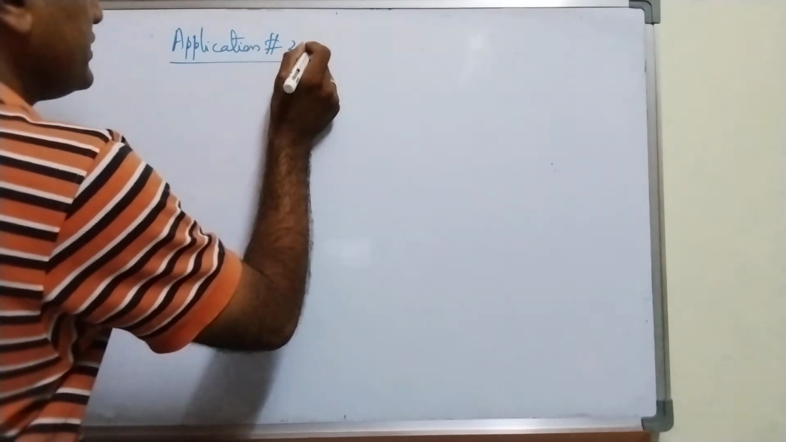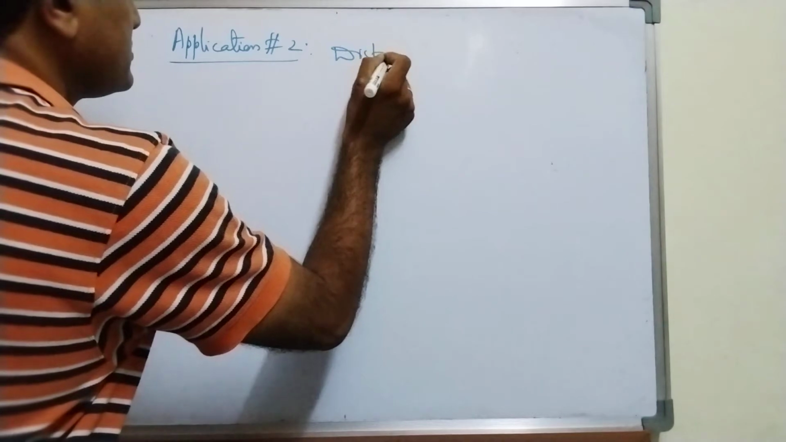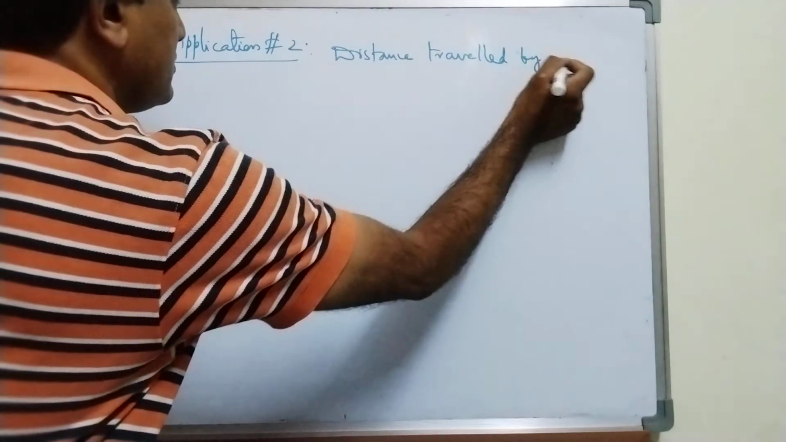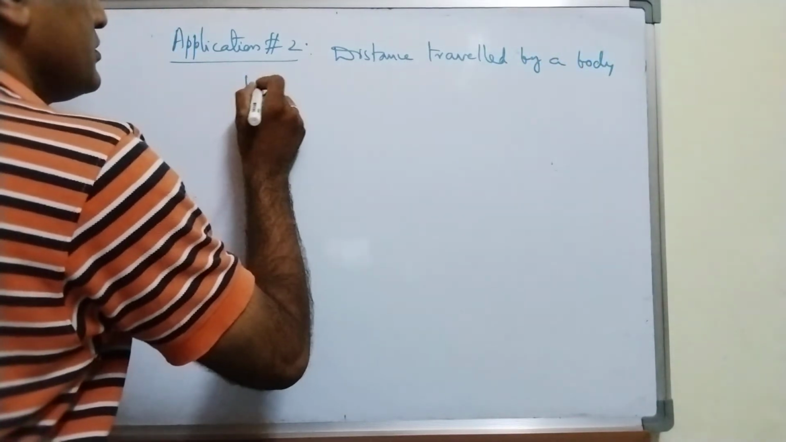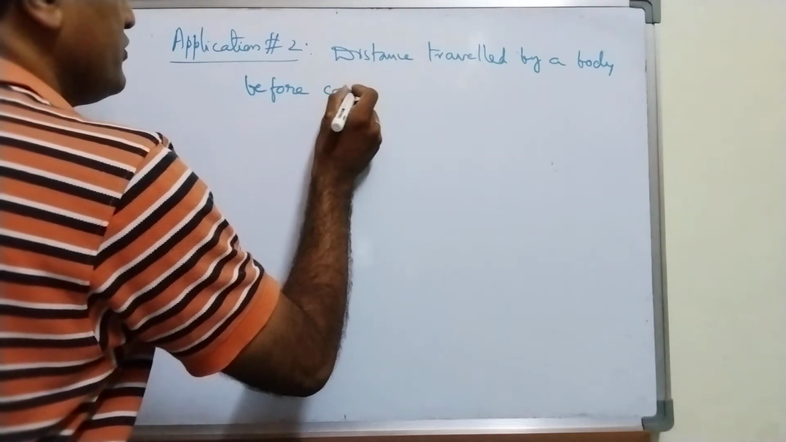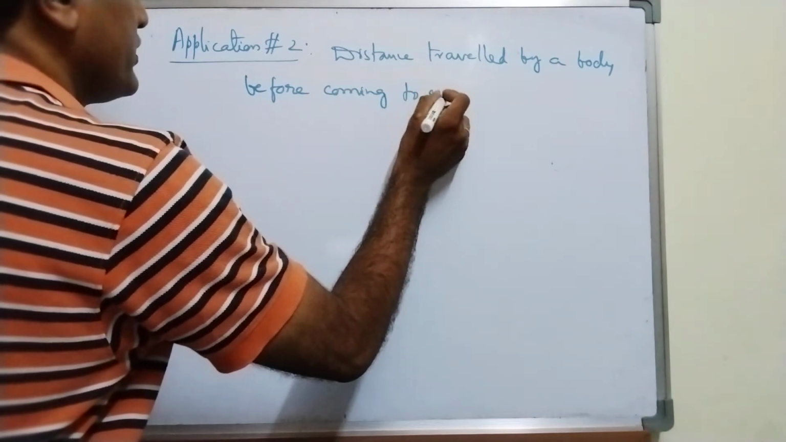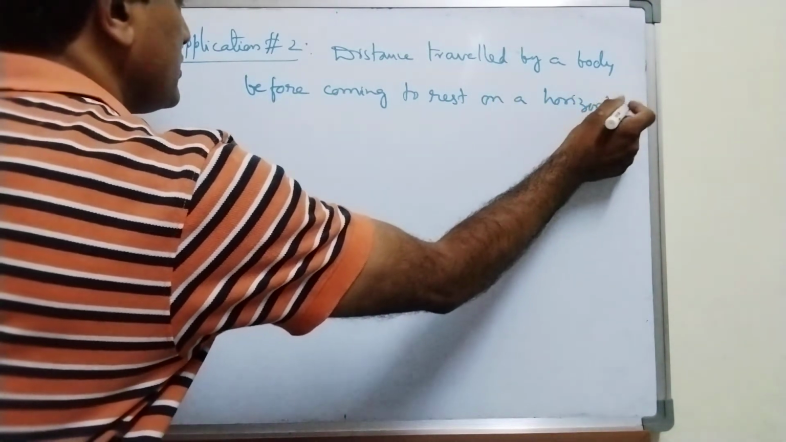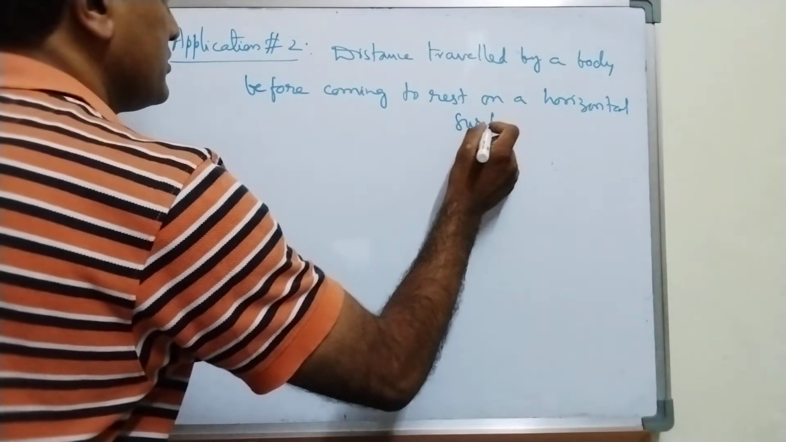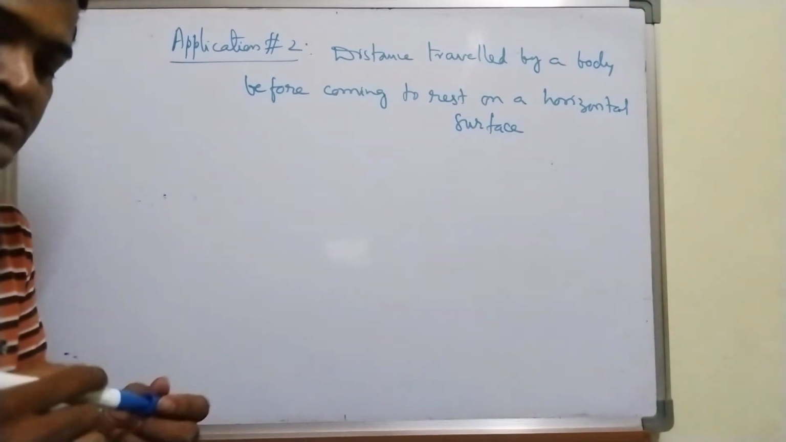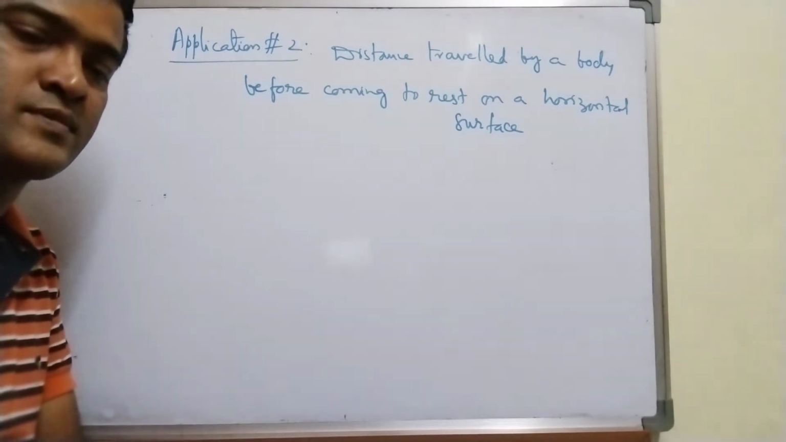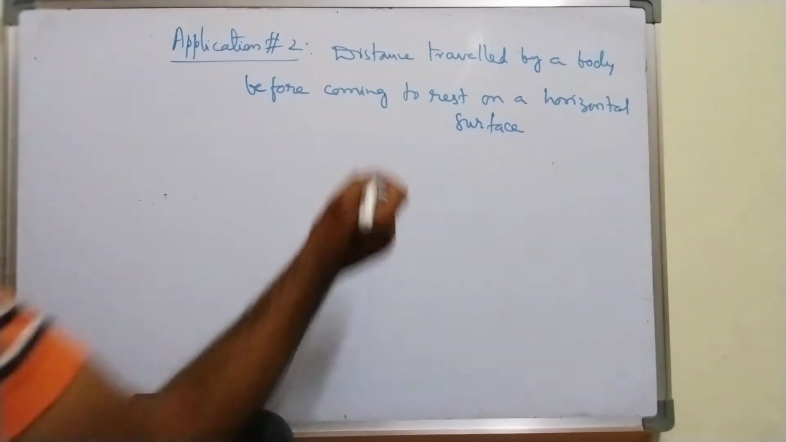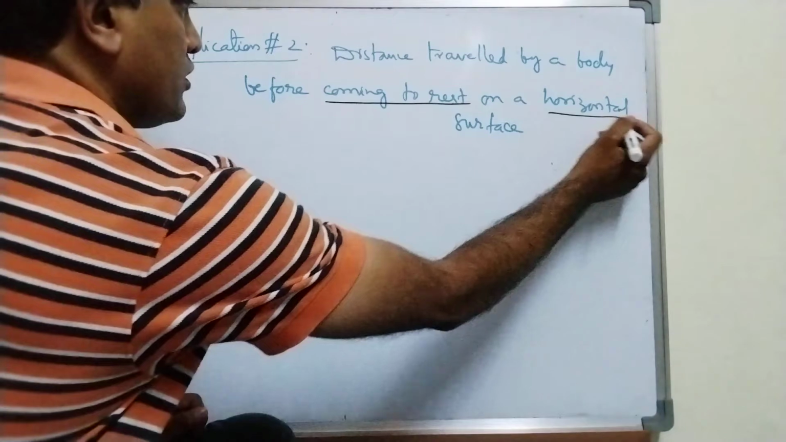Application number 2 is the distance traveled by a body before coming to rest on a horizontal surface. This is on a horizontal surface that we are discussing. Okay. Before coming to rest on a horizontal surface.